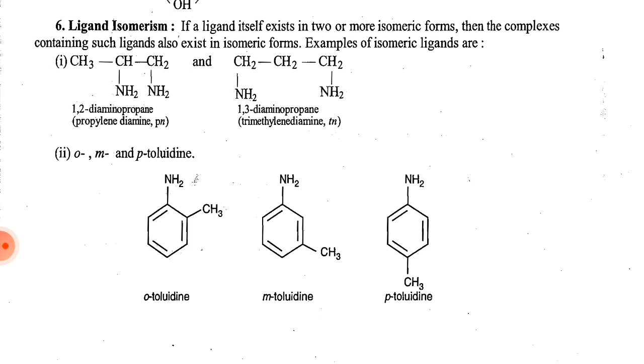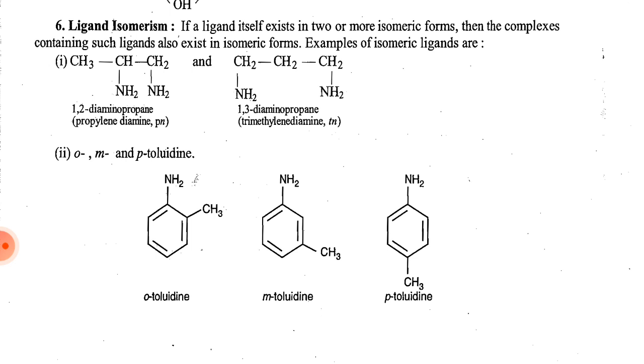Ligand isomerism: if a ligand itself exists in two or more isomeric forms, then the complexes containing that ligand also exist in isomeric forms. Examples of isomeric ligands: what is ligand isomerism? A ligand exists in two or more isomeric forms, and the complex containing the ligand also exists in isomeric forms. So in these compounds, the ligand itself forms two or more isomeric forms, and such complexes will be ligand isomers.